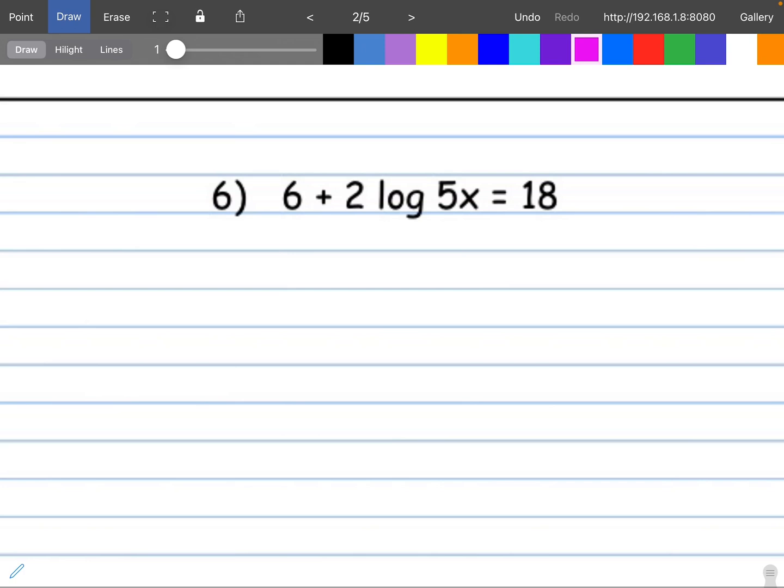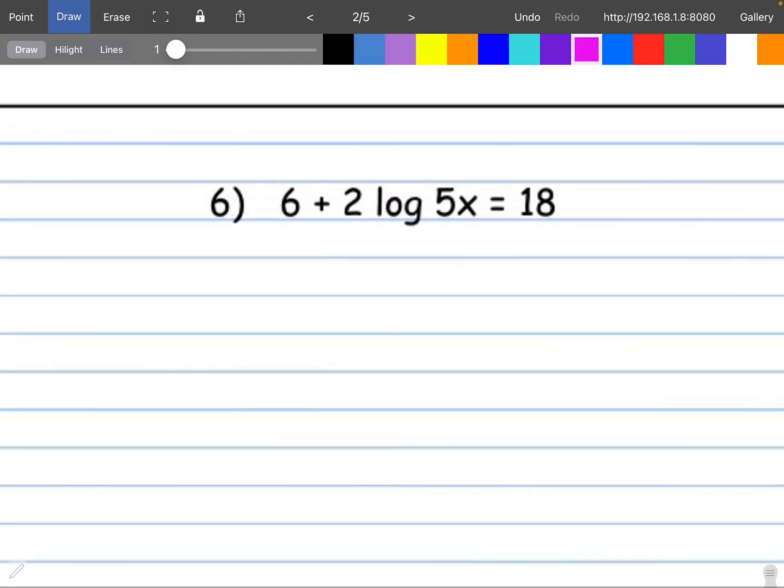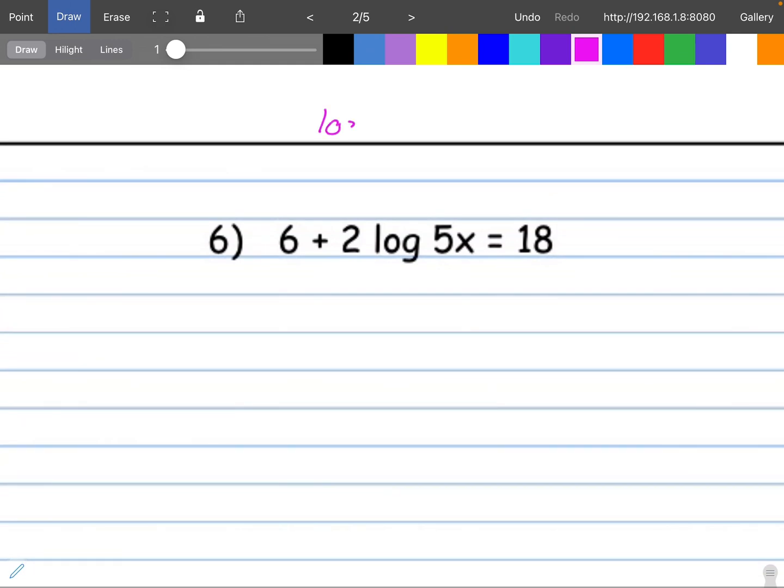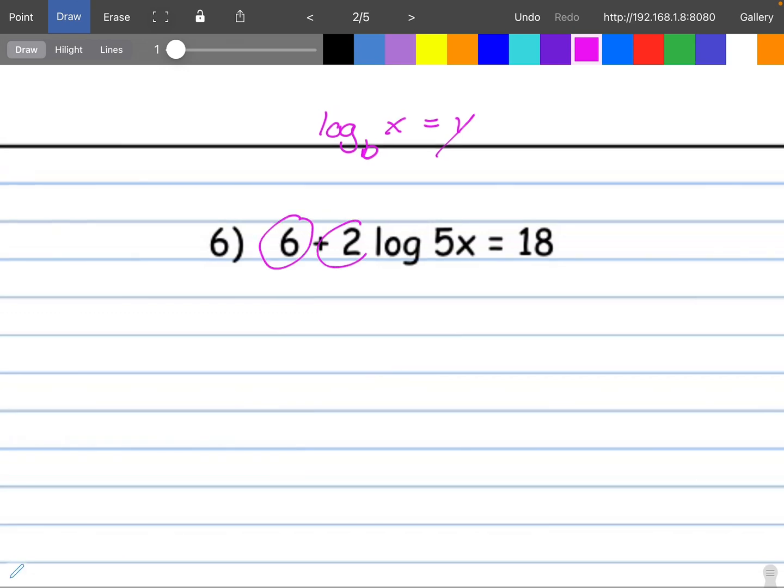So I only have a single log in my entire problem, which tells me that I'm going to want to change it to exponential form. However, this one is not ready to be changed into exponential form quite yet. So before we can change it, remember, we have to have it log base something of whatever equals something. It must be in that form. Therefore, I can't have this and I can't have this. Those have to go. So that's the first thing we have to do.